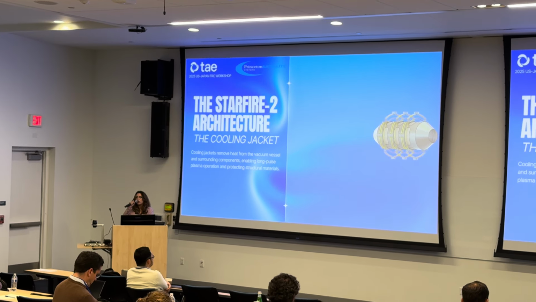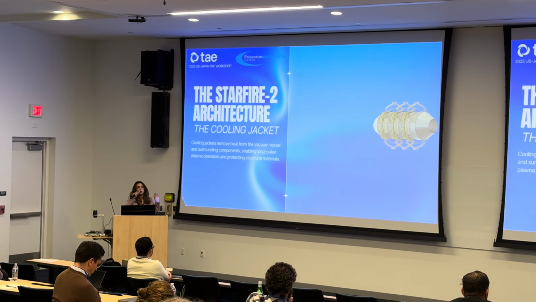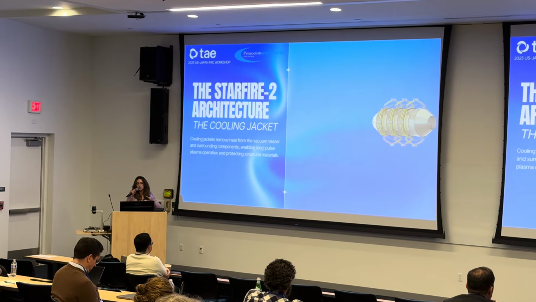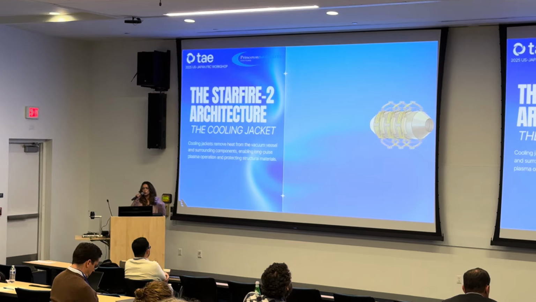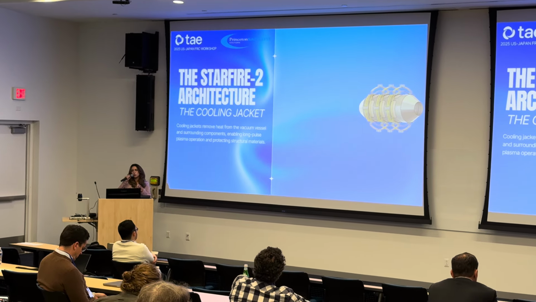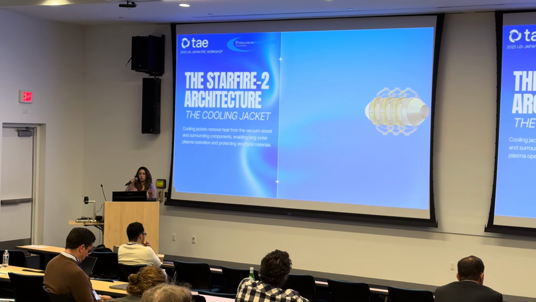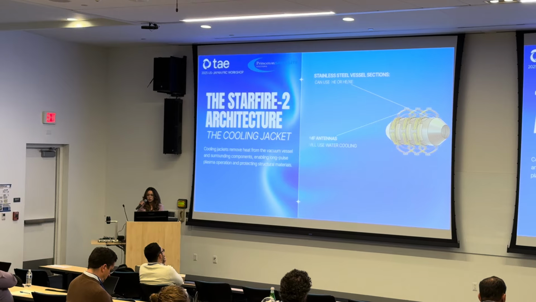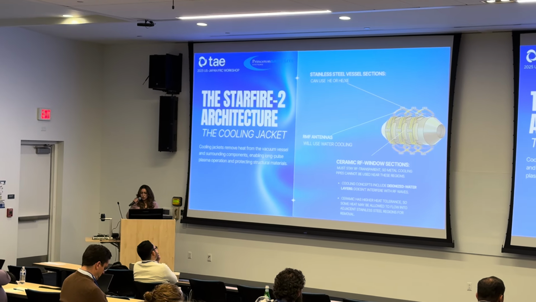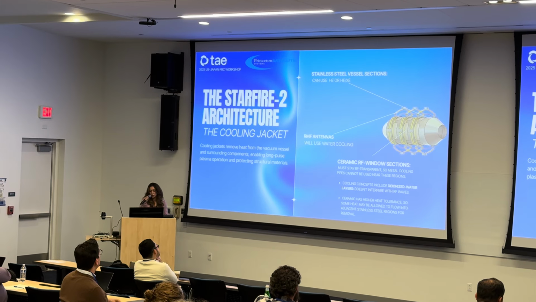So far, everything I discussed was for the Starfire 1 experiment, and Starfire 2 would build upon this by having a cooling jacket. This cooling jacket extracts heat from the vacuum vessel, and it drives a Brayton cycle. So these are some cooling methods that we are looking into.